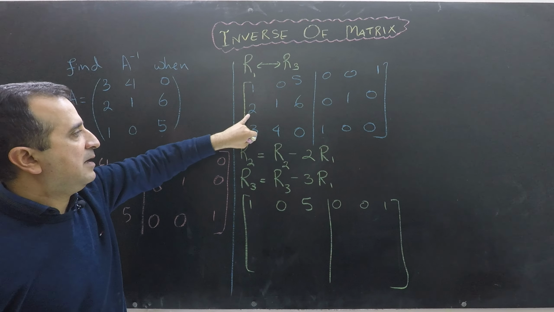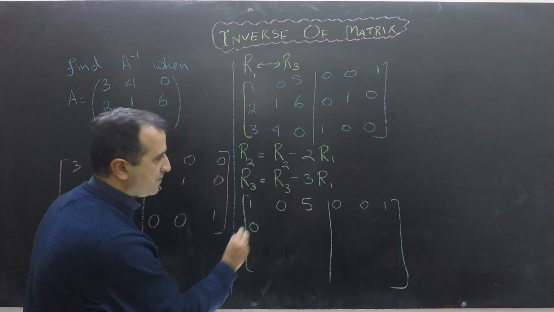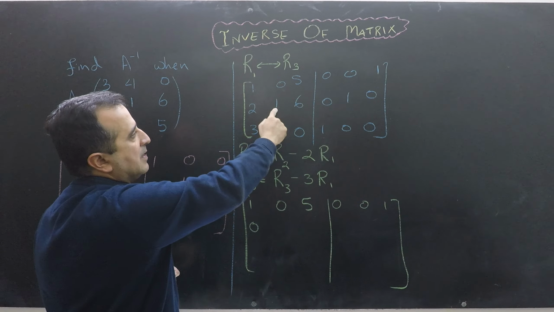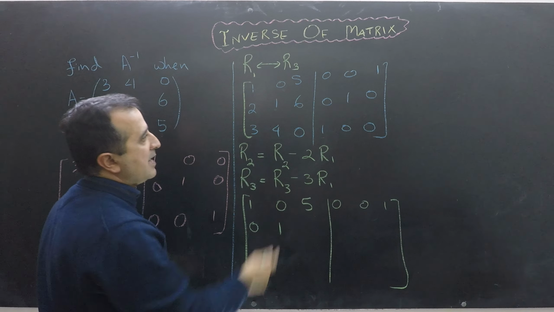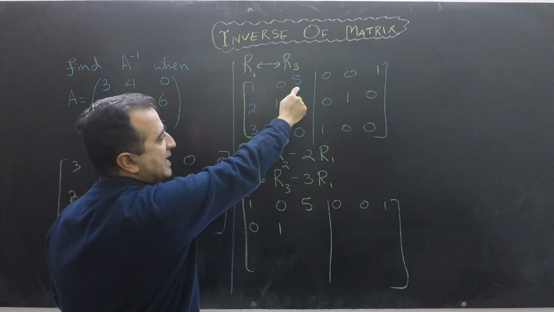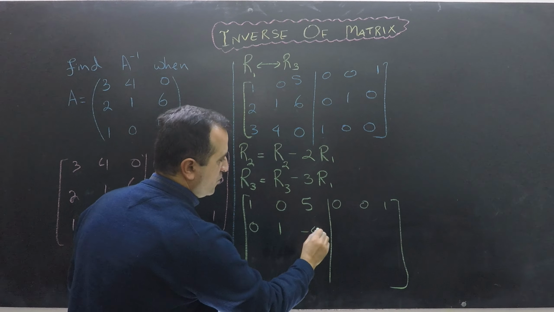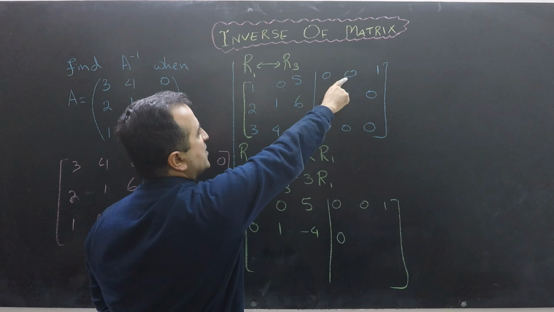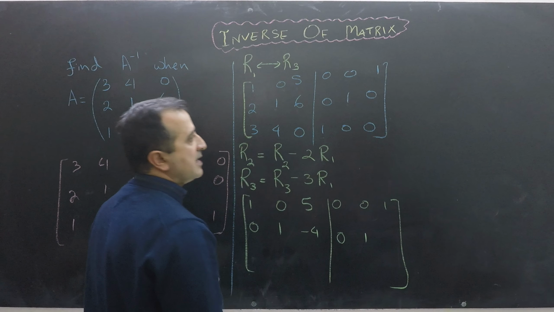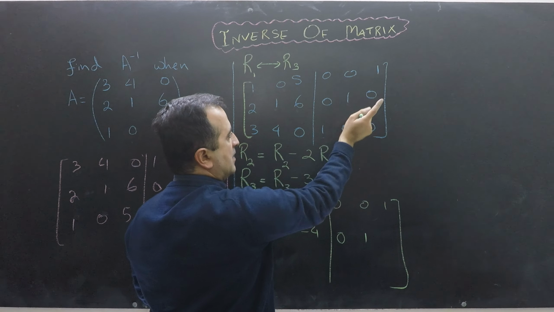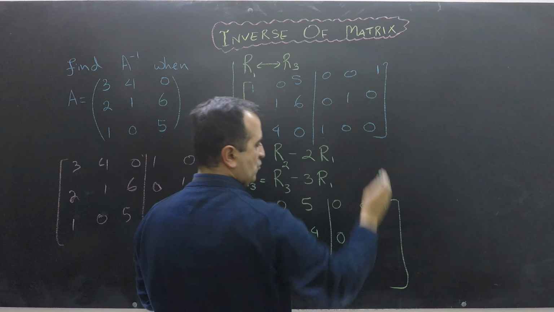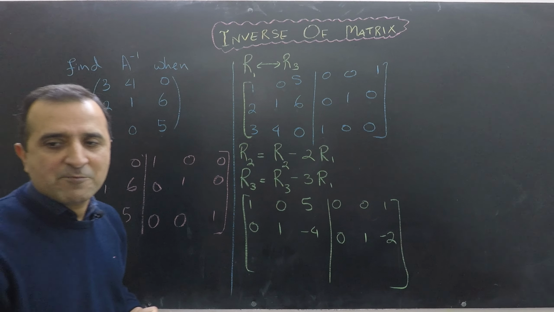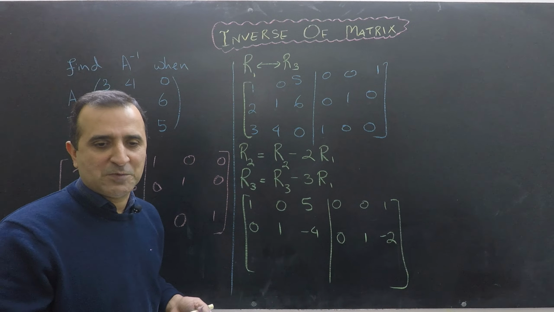So 2 minus 2 is going to be 0, and 1 minus 0 is going to be 1, and 6 minus 10 is going to be what? Minus 4. And these are zeros, and because this one is 0, this is going to be 1, and in this case we will have 0 minus 2, which is equal to minus 2, right? If I make any mistakes, it's your responsibility to find that mistake.